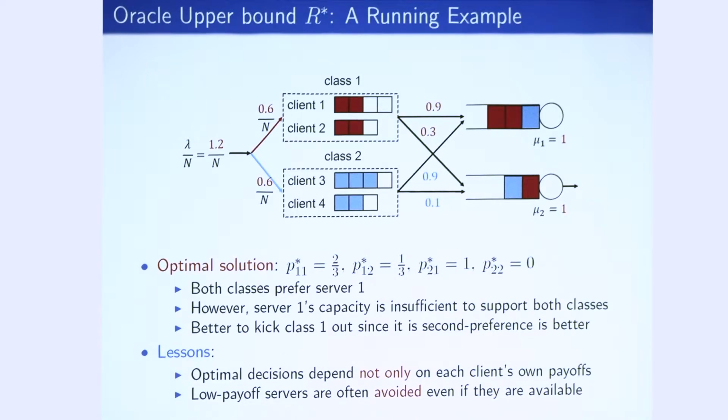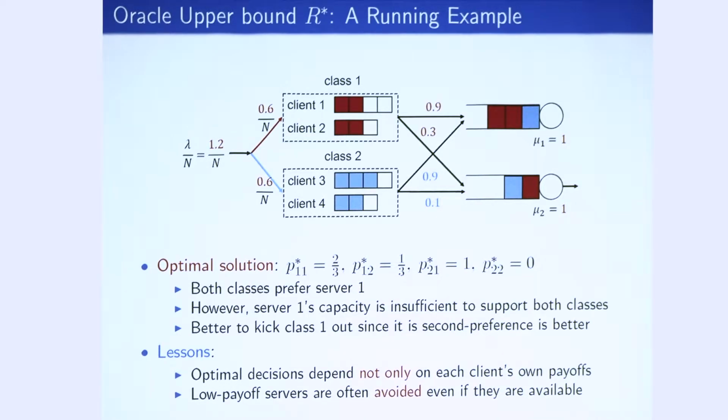From this, we get two useful lessons. The first one is that this optimal decision depends not only on each class's own payoffs, it depends on all the classes' payoffs. For example, in this case, if class 1 were alone, then class 1 would never pick server 2. Class 1 picks server 2 because of the congestion at server 1.